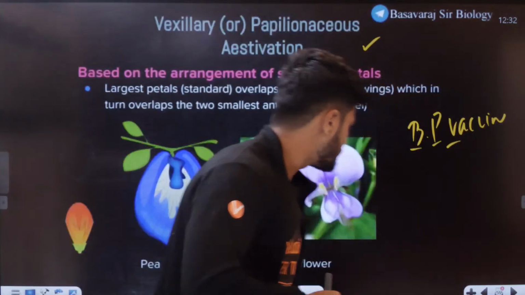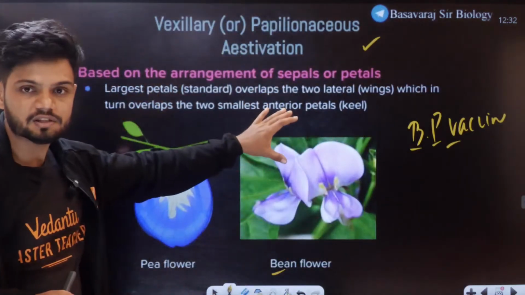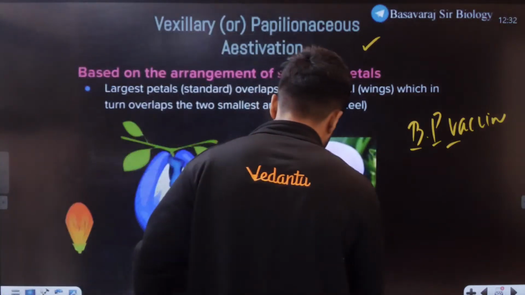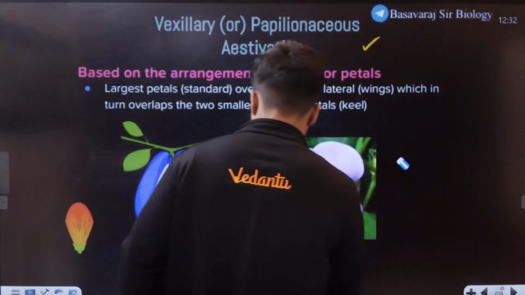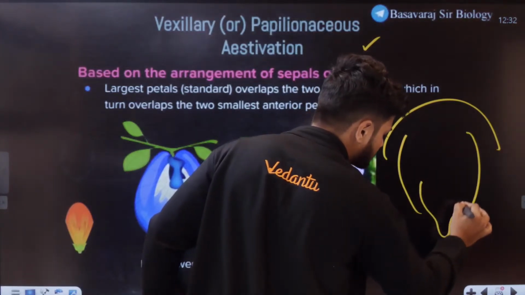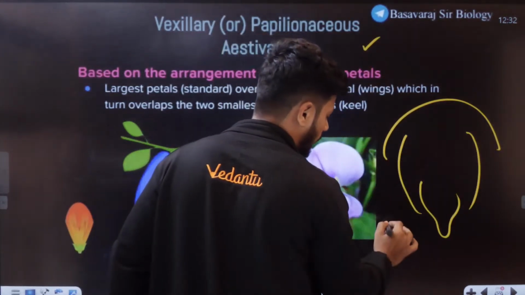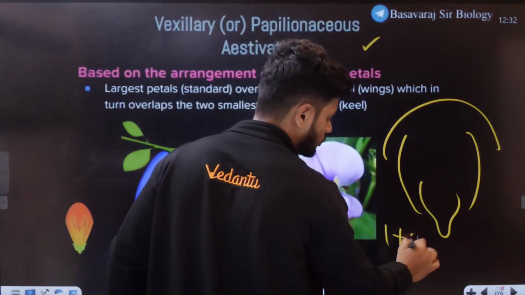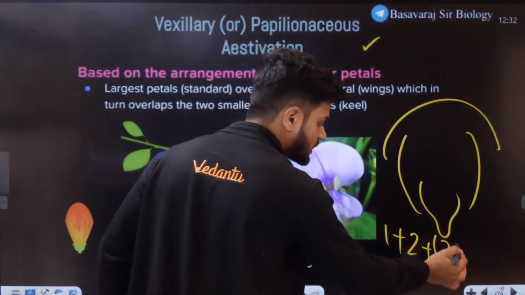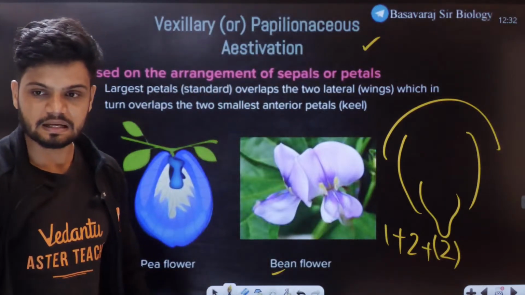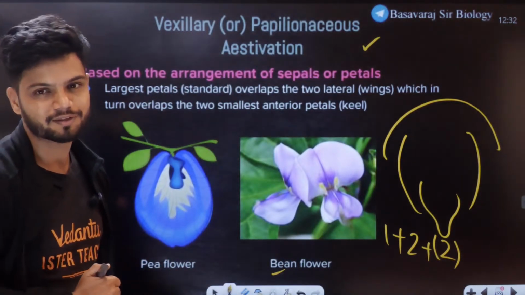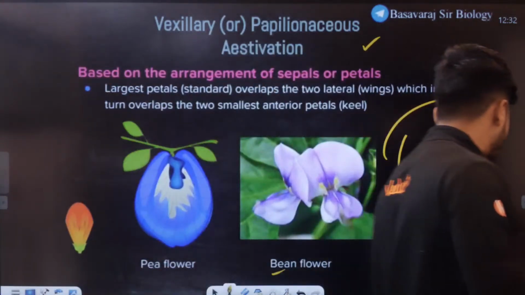Here, one thing which I missed out is, students, in vexillary estivation, sometimes they can ask you the floral formula. For example, can you see? This is the standard, then wings, and we have the keel here. This one is 1 plus 2 plus 2, but here the petals are free, but this keel is completely fused here. Concept done? Concept done. Okay, so this is called concept clearing.